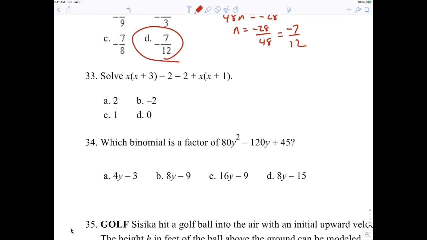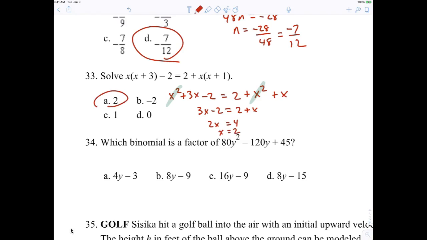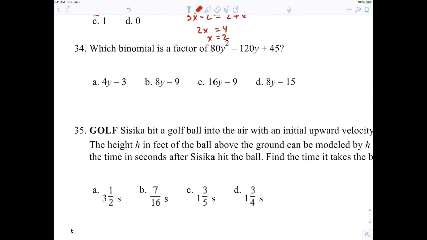When we distribute here, we end up with x squared plus 3x minus 2 equals 2 plus x squared plus x. Now, what's nice about the x squareds here? Yes, they do, in fact, cancel out. So you're left with 3x minus 2 equals 2 plus x. So 2x is equal to 4, so x equals 2. Correct answer for 33 is A.